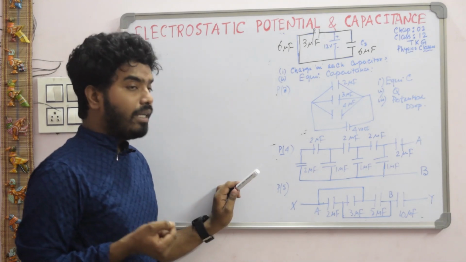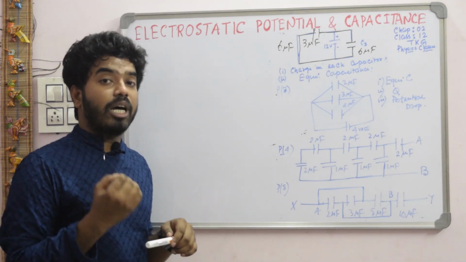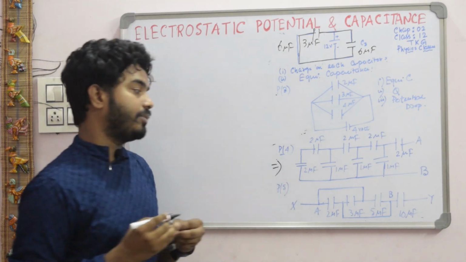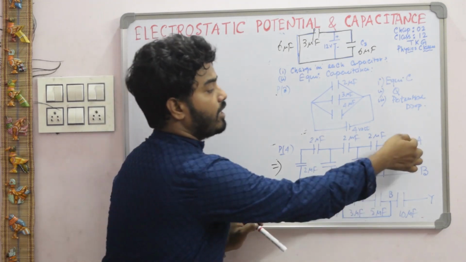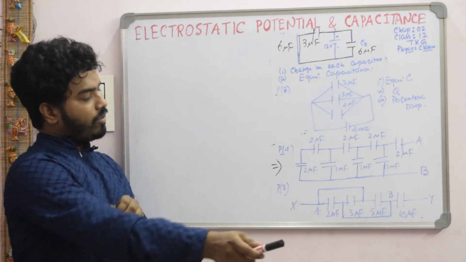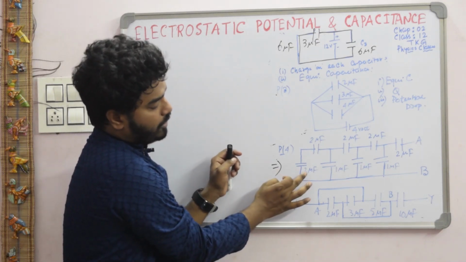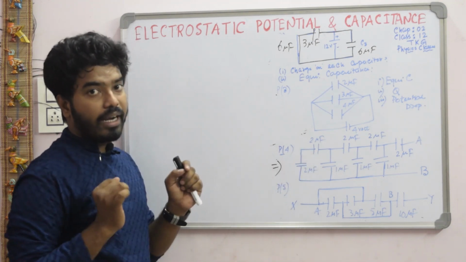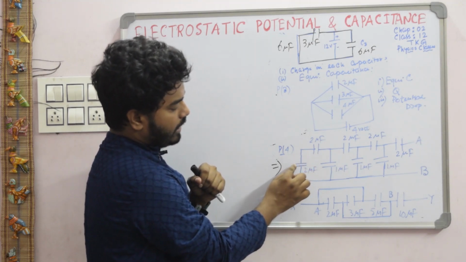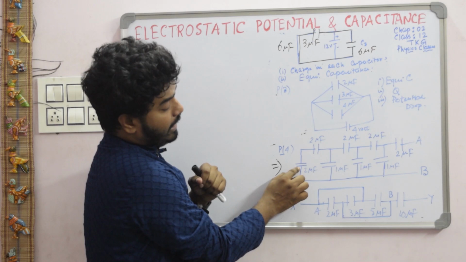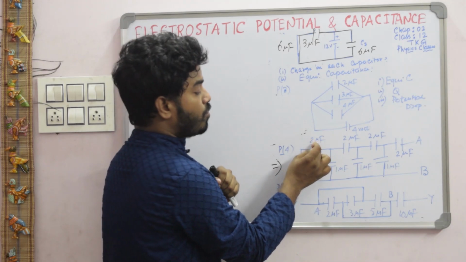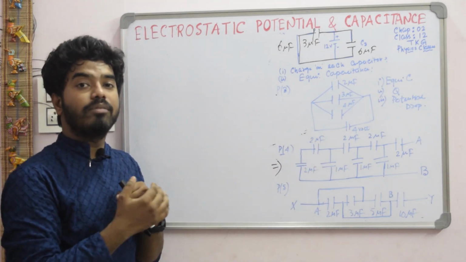So when you have to find out the capacitance between two terminals, at first you check it from the opposite side, because here you have to find the equivalent capacitance between A and B. From this side you check one thing: 2 microfarad and this 2 microfarad are connected in series combination. Why? Because one end of a 2 microfarad is connected to one end of the other 2 microfarad, but the second ends are not connected.